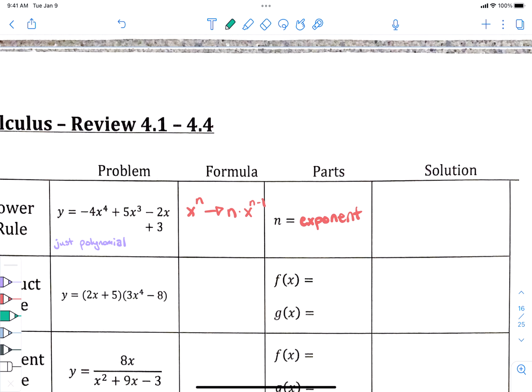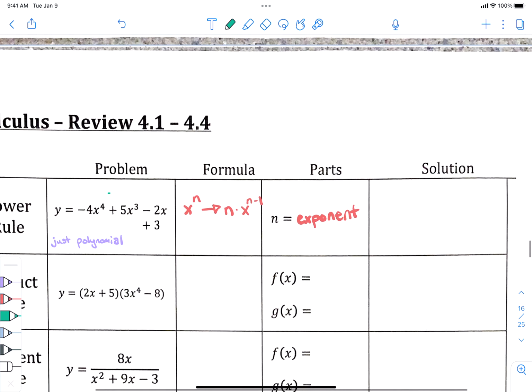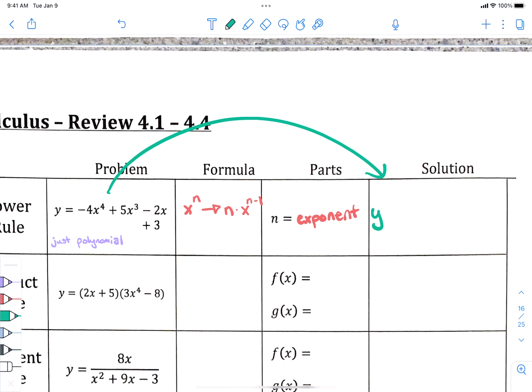Okay, so the solution. Now, one thing that I'm going to talk about, which we don't really talk about a whole lot: when we write the solution, we don't just write y. How do we write the derivative of y? F prime of x, but since it's called y, it's y prime. That's how we denote that this is the original and this is the derivative. If it was f of x, it would be f prime of x. We use that little prime symbol to note that this is the derivative.